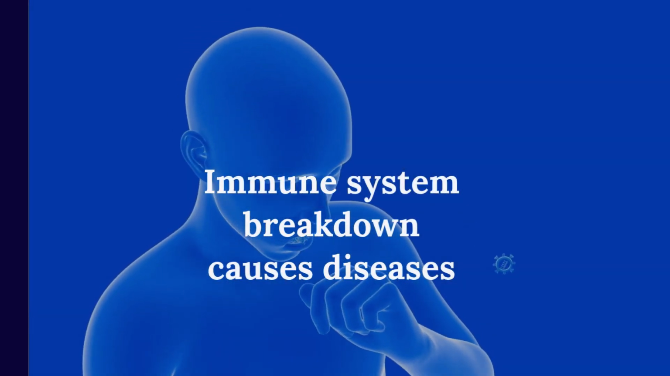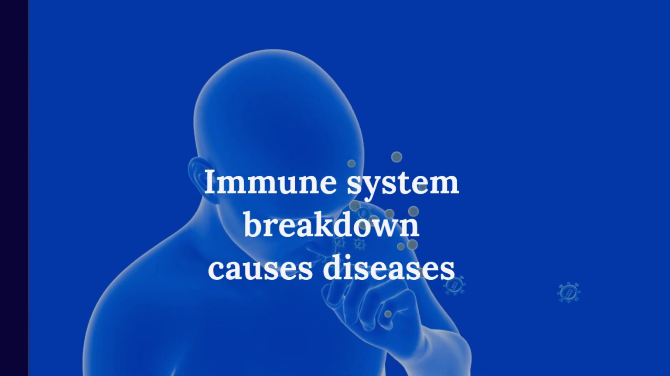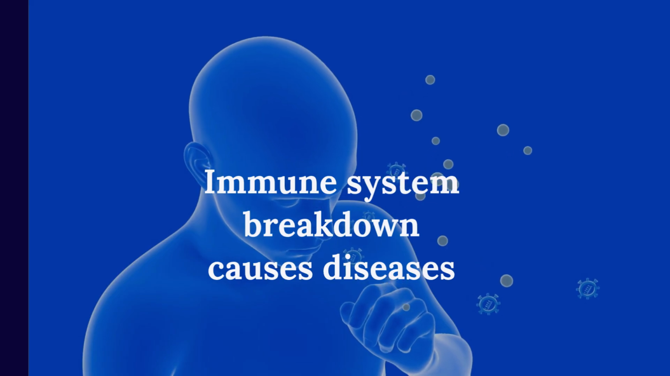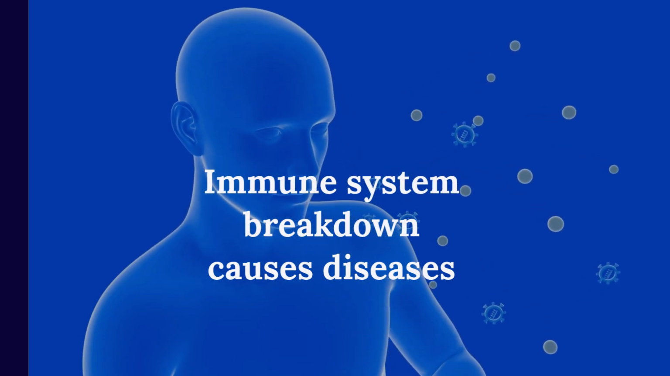Analyze how immune system breakdown leads to disease. Consider autoimmune diseases or immunodeficiency as examples. Link biological mechanisms to clinical outcomes. This analysis demonstrates depth of understanding. Critical thinking is essential to meet Level 3 assessment criteria.